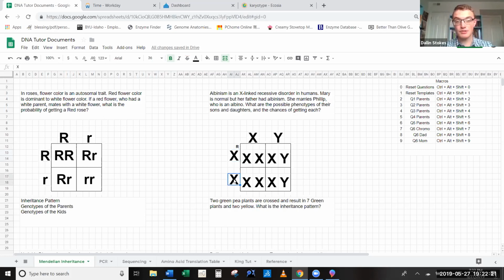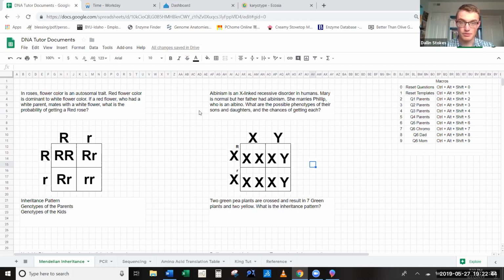So she had to get, she's normal, so she has to have a big R, and she had to get the albinism trait from dad, which we were told was recessive, X little r. Does that make sense? This just tells me that one of her X's has a little r on it, and one of her X's has a big R. Now let's go to dad.